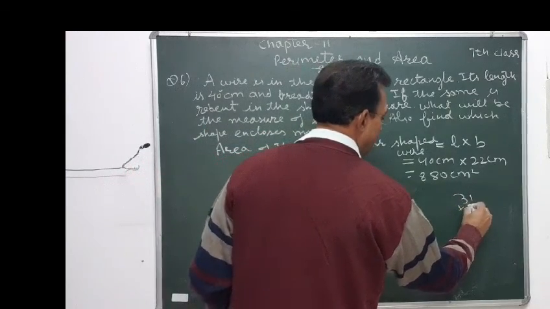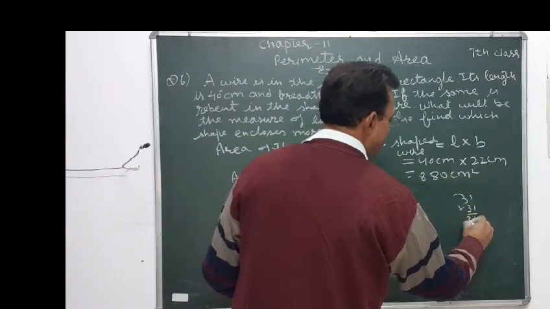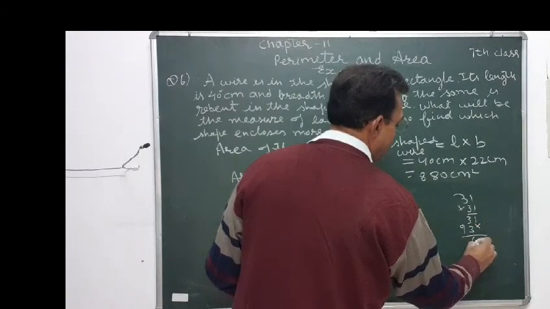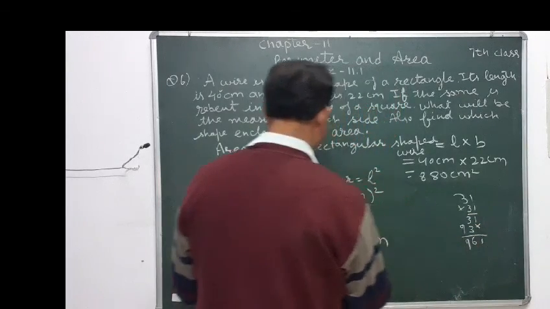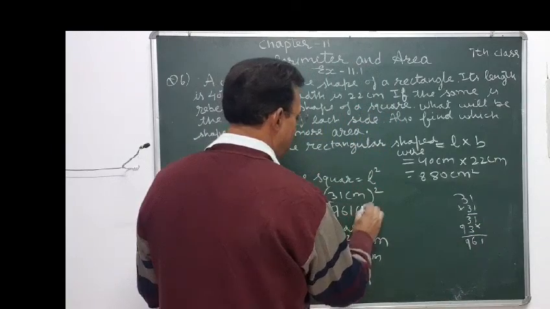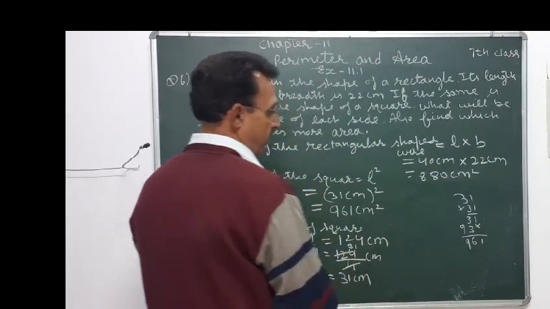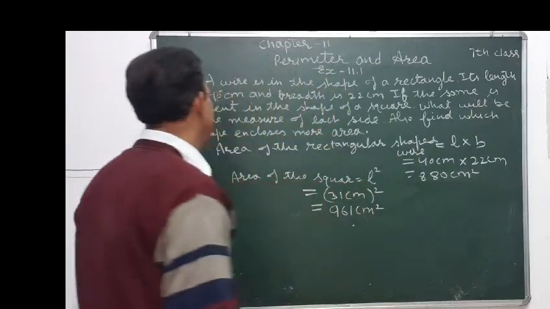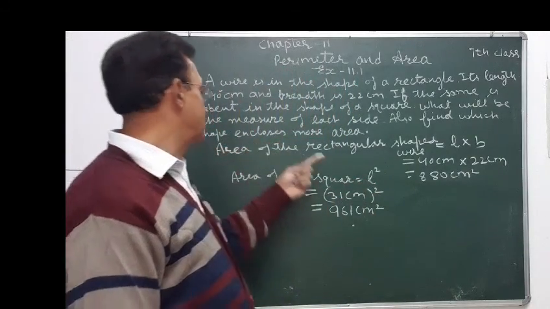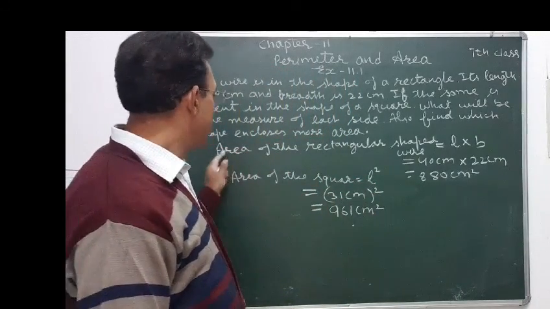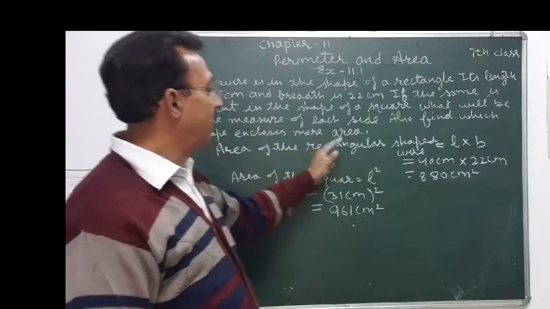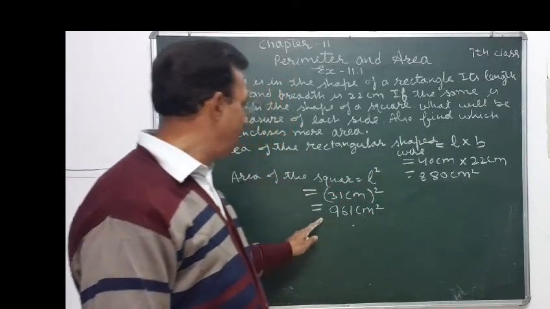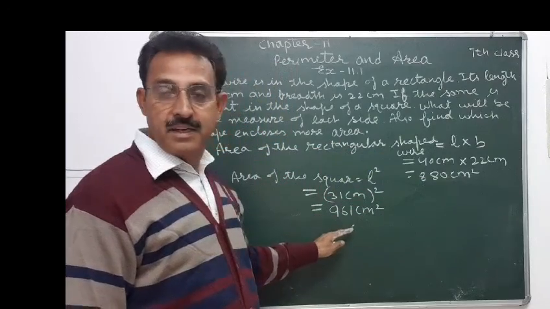We can do it like this. 1 1 is 1, 1 3 is 3, 3 1 is 3, and 3 3 is 9. So 1, 6, and 9. So 961 centimeter square. So in the second part, we have to find out which shape encloses more area. This is the shape enclosed by a rectangular wire, 880 centimeter square, and this is 961 centimeter square.